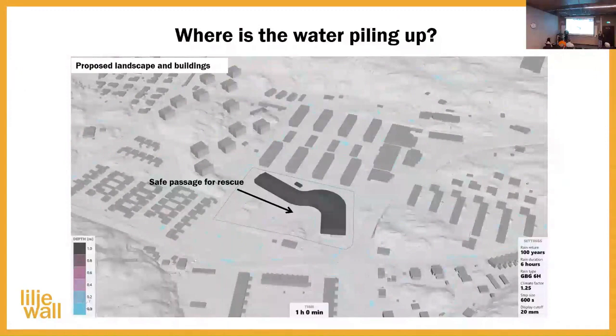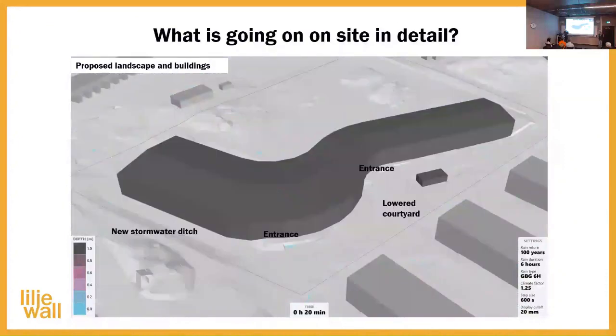We have also been working with providing a safe passage for rescue, because when there's too much water, the rescue cars cannot pass through the water. Therefore, we could secure even that condition. We also wanted to see in detail: do the entrances ever get flooded, or have we designed it securely? We could also see which areas get flooded first on the site, and what gets flooded later. In this case, the entire courtyard in the north part of the building has been lowered to accommodate this huge amount of water volume.